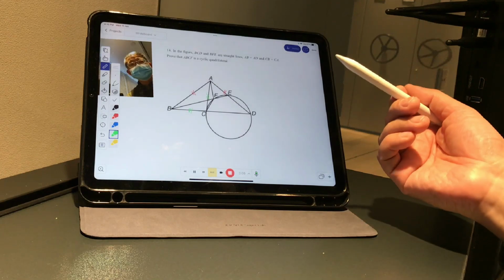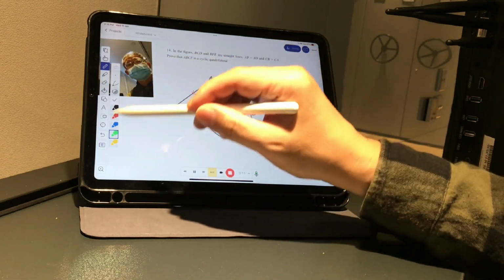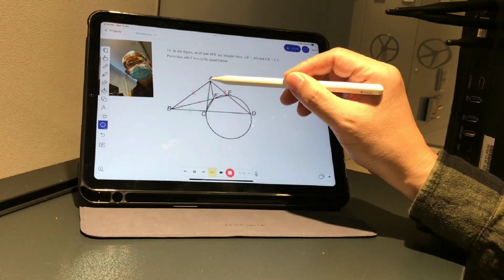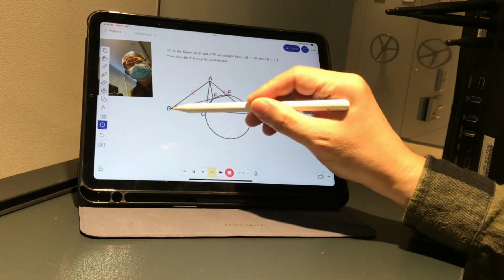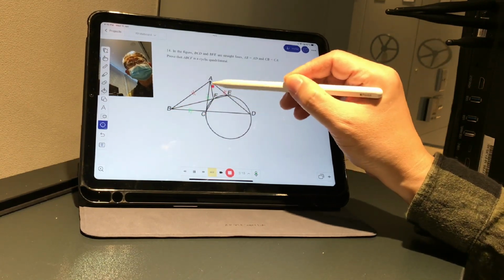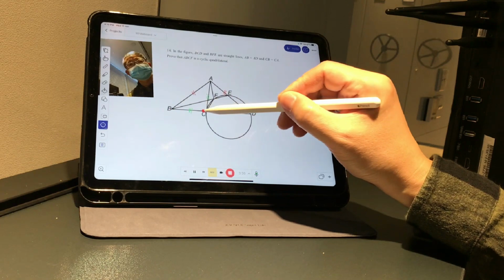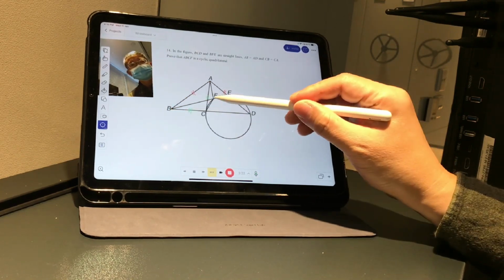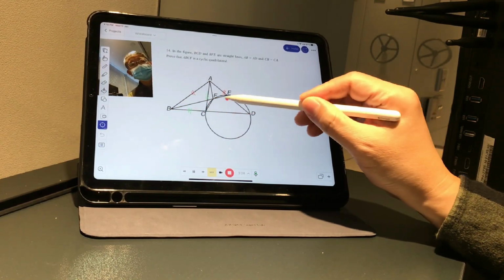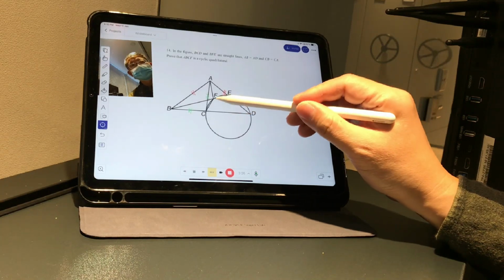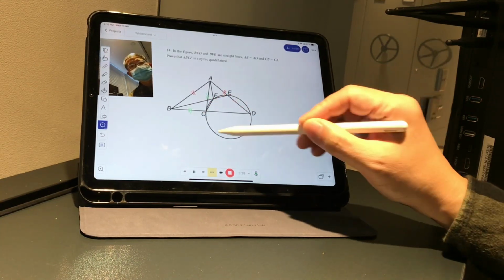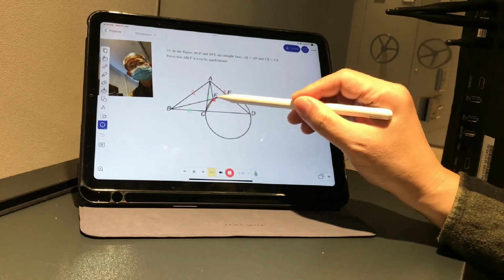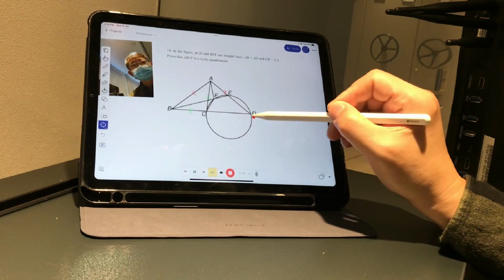What is our aim here? We need to prove A, B, C, F is a cyclic quadrilateral. What is a cyclic quadrilateral? Just like C, F, D, E is a cyclic quadrilateral. That is, the quadrilateral can be circumscribed by a circle like this. This is a cyclic quadrilateral.